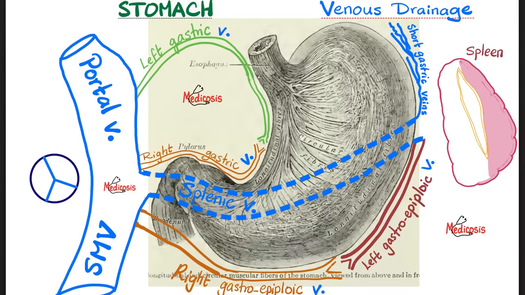Let me tell you something. We used to have a celiac trunk as an artery, but there is no such thing as a celiac vein. It does not exist. Instead, we have the Mercedes sign with a portal vein and the 2 tributaries of the portal vein, namely the splenic vein and the superior mesenteric vein.